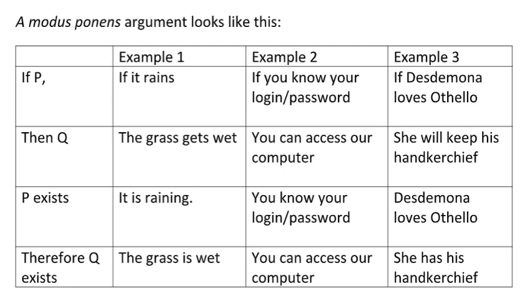Example 2. If you know your login password, you can access our school computer. Well, P exists. You personally know your login and password. Therefore, you can access our school computer. In example 3, if Desdemona loves Othello, she will keep his handkerchief. Desdemona loves Othello, P. She, therefore, has his handkerchief, Q.